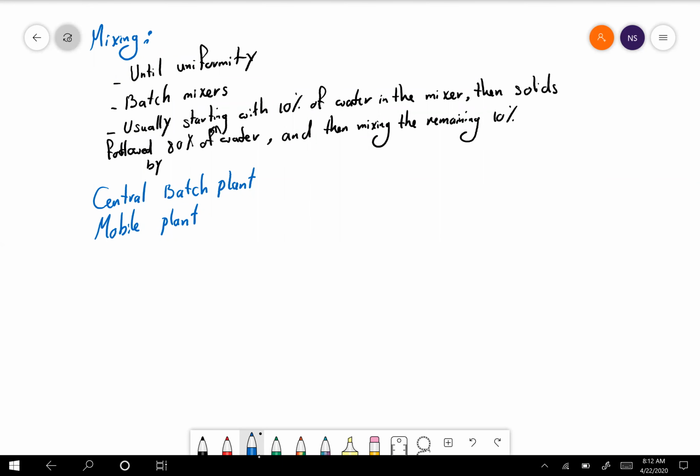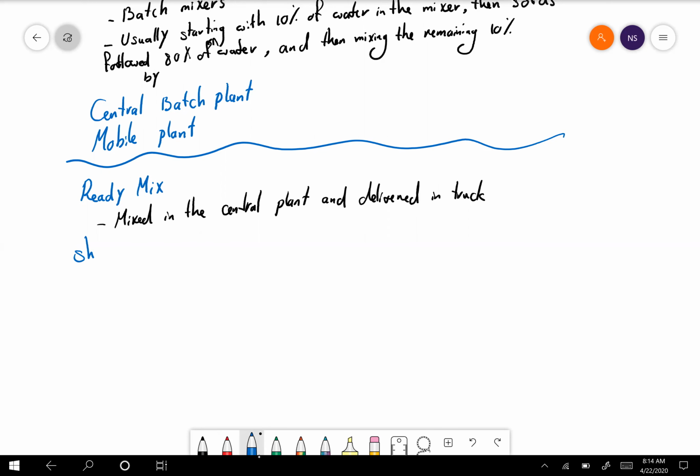Then we have another type, called shrink mixed. This is the type where you partially mix the concrete in the plant, and then you deliver it in the mixer truck, so partially mixed.